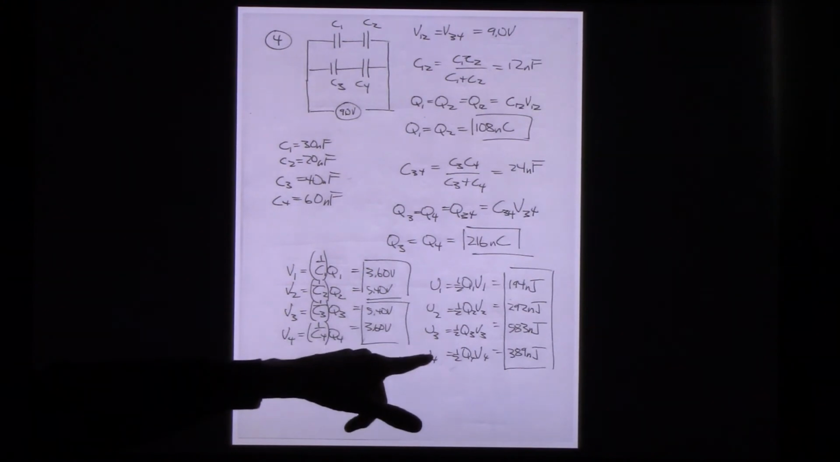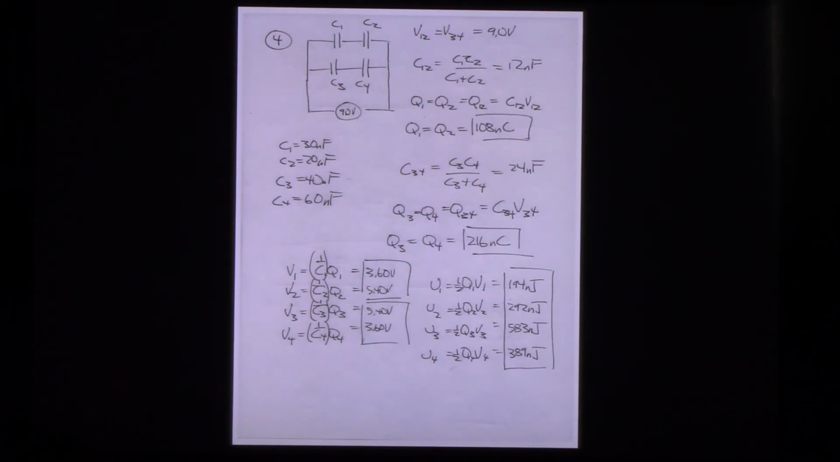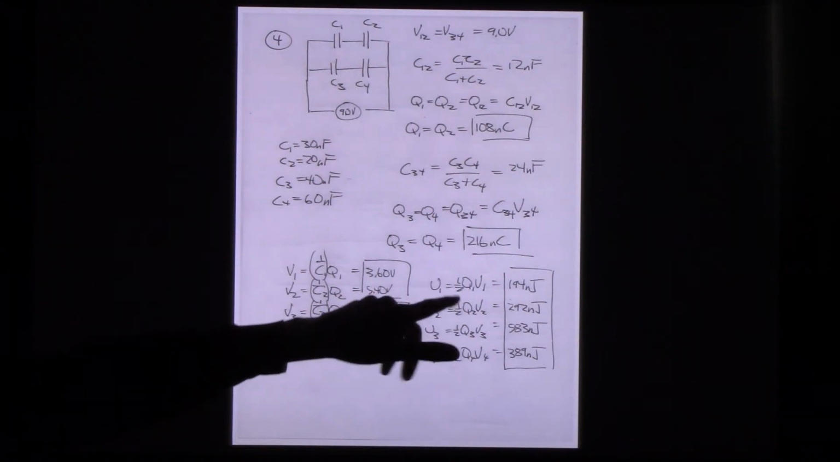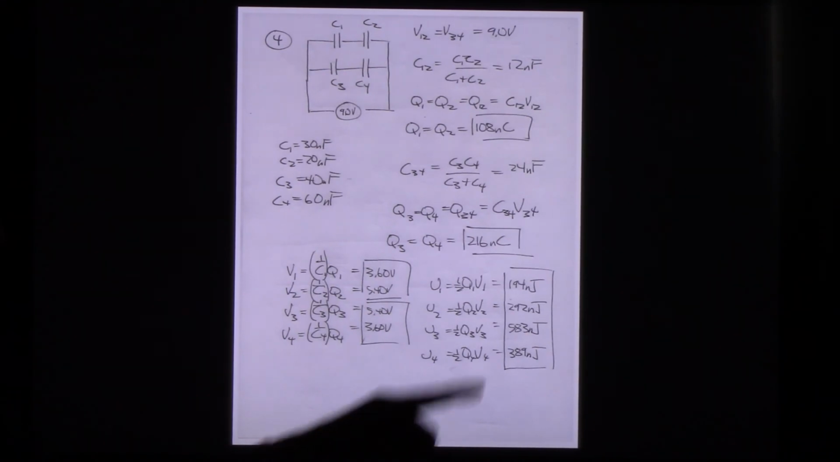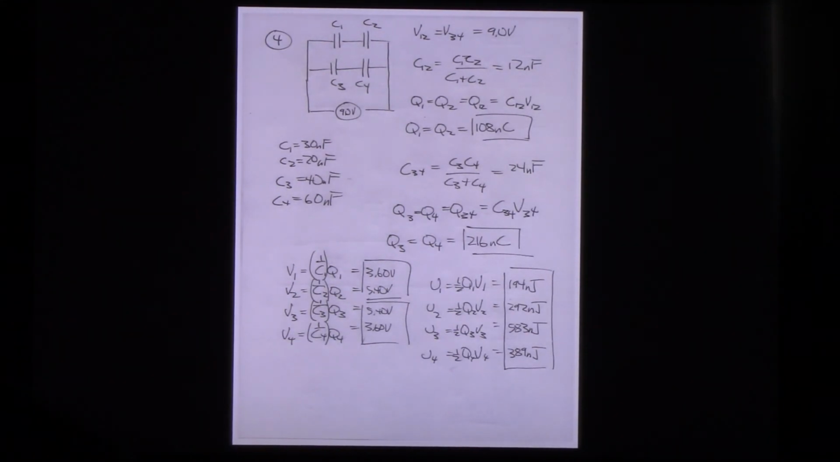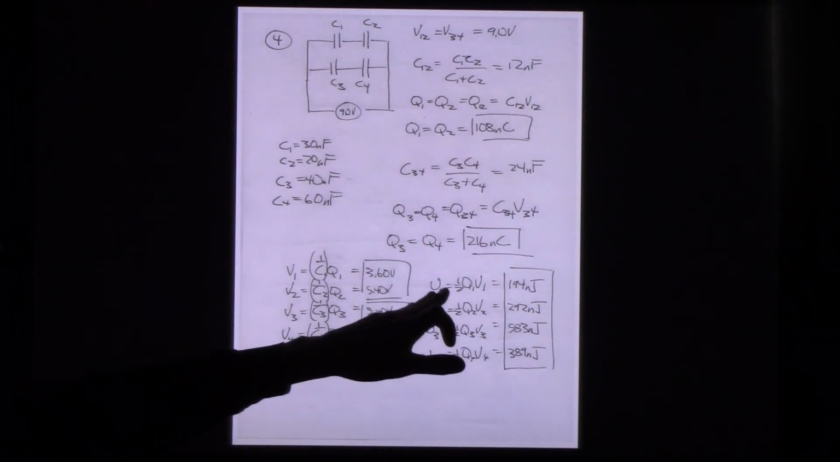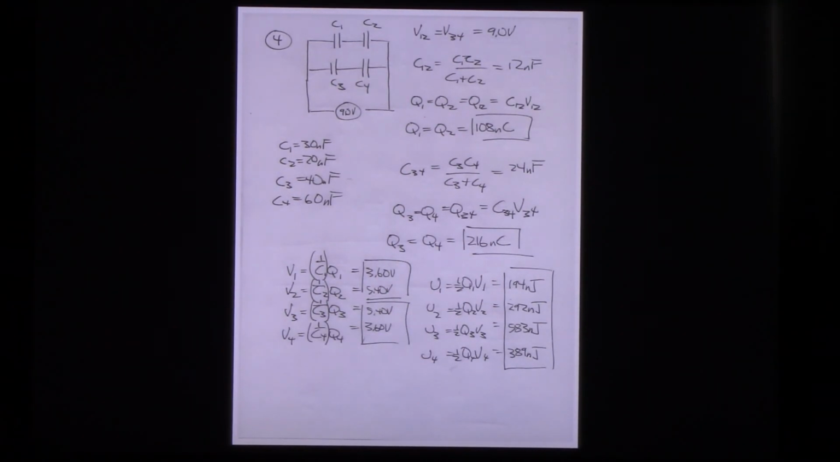Now the last thing it asked for was the potential energy, the energy stored in the capacitor. And the energy stored, we said, is given by 1/2 QV. We went through the derivation and showed why there's a factor of 1/2. So in these type of problems, often students will leave the 1/2 out, and that's not correct. And you should understand why the 1/2 is there.